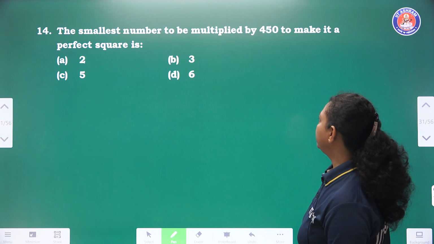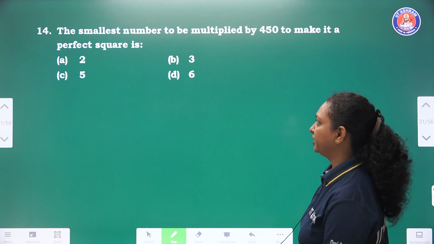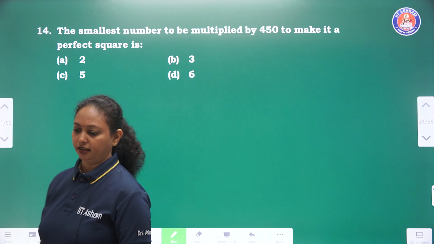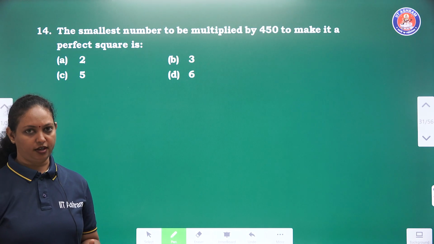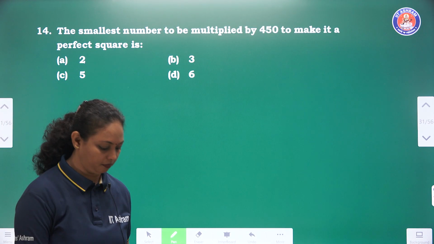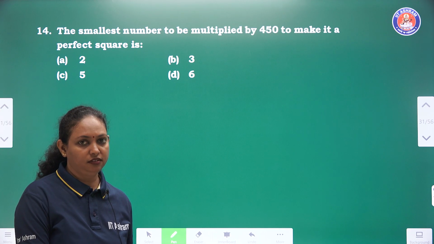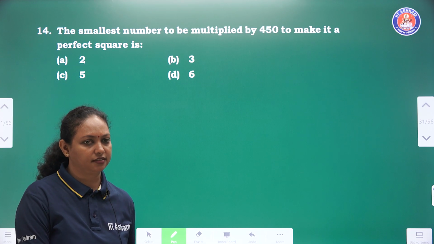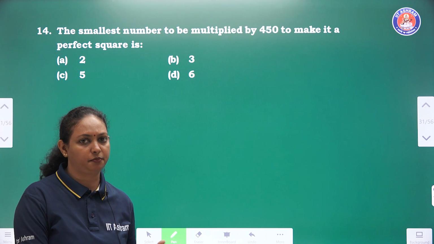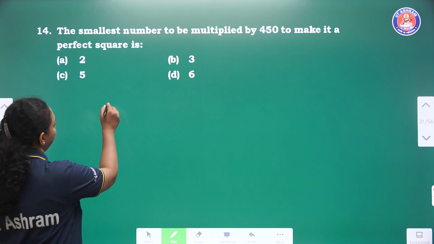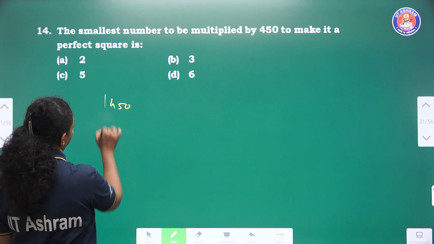The smallest number to be multiplied by 450 to make it a perfect square. Okay, so what is a perfect square? The number multiplied by itself 2 times will give you the square number. Now the next is each and every factor in a square number, means when we factorize it, each and every factor should be repeated an even number of times. It should be in a pair. So what we have to do? We have to factorize 450.